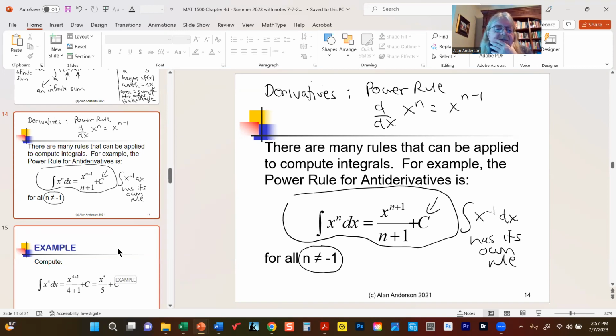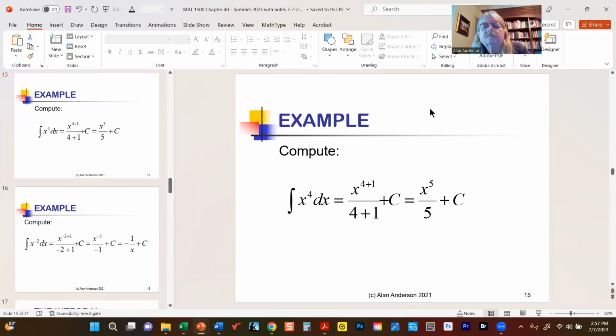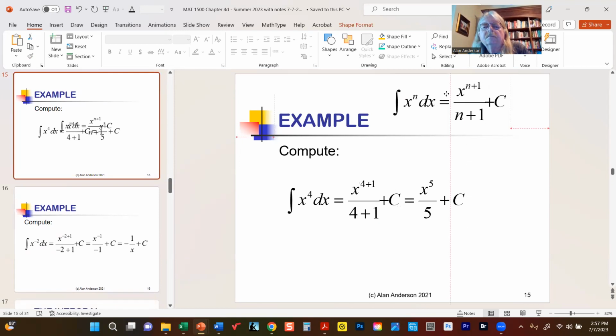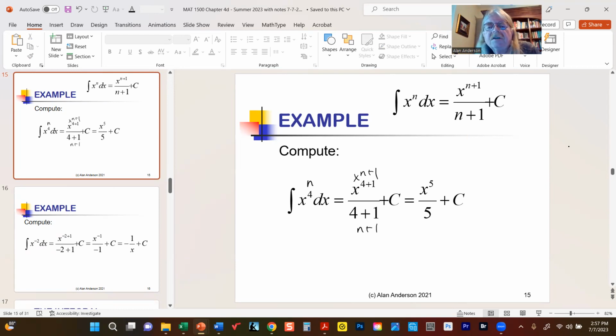So here's a quick example. I'll copy this into the next slide. Okay, x to the fourth dx. So this is our n. Here's n plus 1 over n plus 1. And so we end up with x to the fifth over 5. And again, don't forget the constant. Okay. So that's the power rule for integrals.